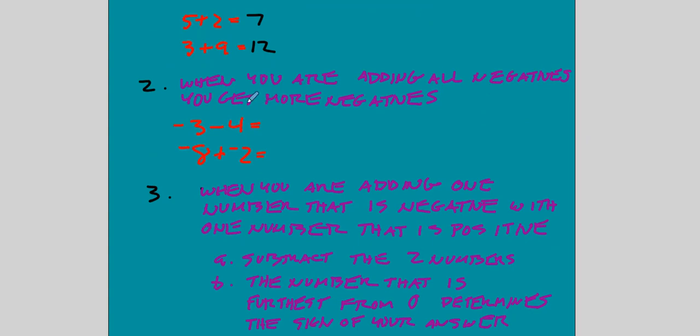So when you're adding all negatives, you get more negatives. So negative 3 minus 4, which could be written as negative 3 plus negative 4. 3 negatives and 4 negatives make more negatives, make 7 negatives. Negative 8 plus negative 2. You could also write that as negative 8 minus 2, either way, but you have negatives adding more negatives, you get more negatives yet. So that's negative 10.